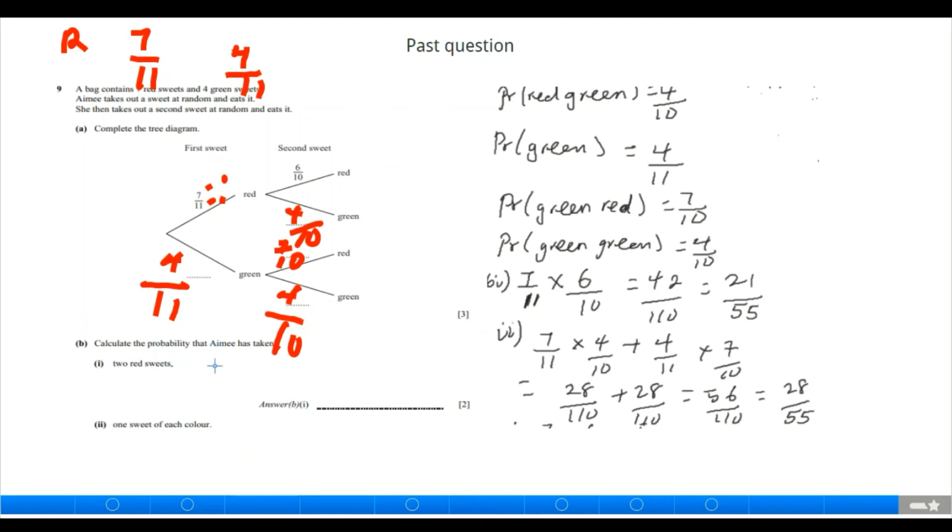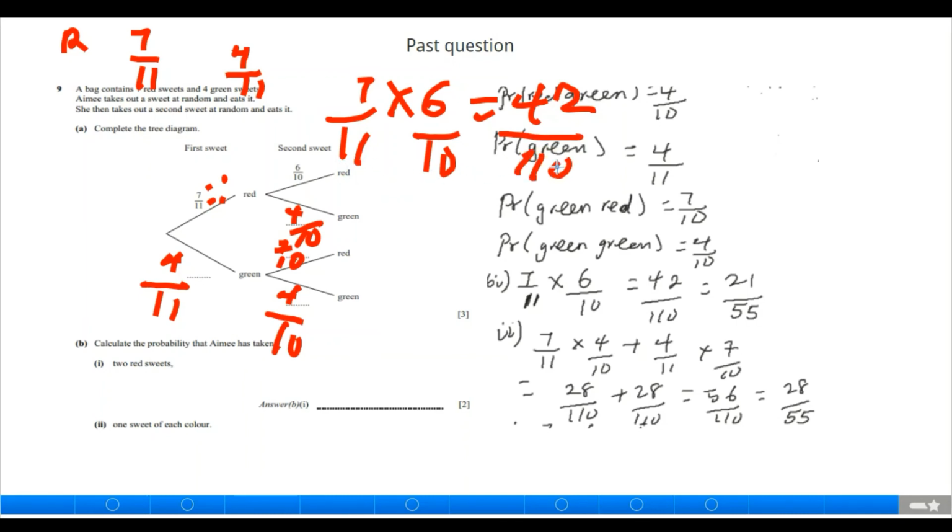Now we have to calculate the probability that she took 2 red sweets. Now let's look at the 2 red sweets that we have. We have 7/11 and what? And 6/10. So it's going to be 7/11 multiplied by 6/10. 7 times 6, that is 42, right? Divided by 11 times 10, that is 110. If you can reduce this to its lowest, then we can divide 42 by 2, that is 21, and 110 divided by 2 will give us 55. So that's the probability for the first one.